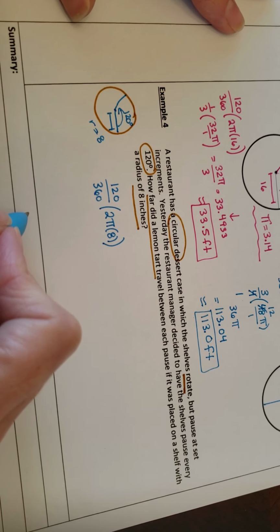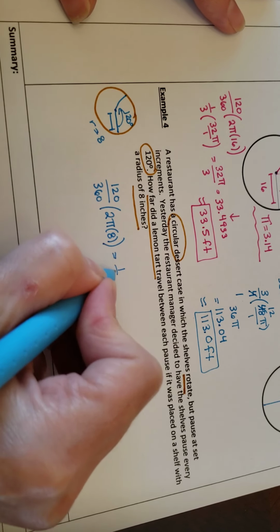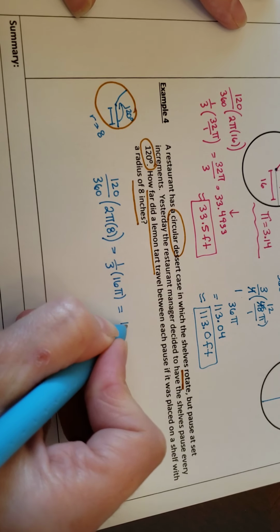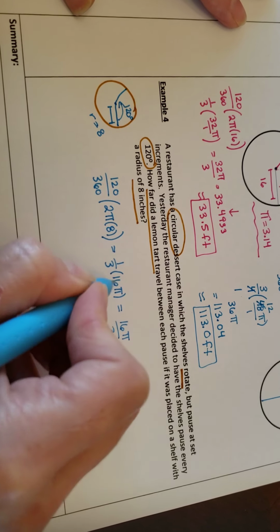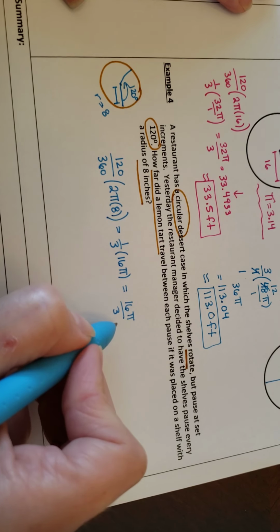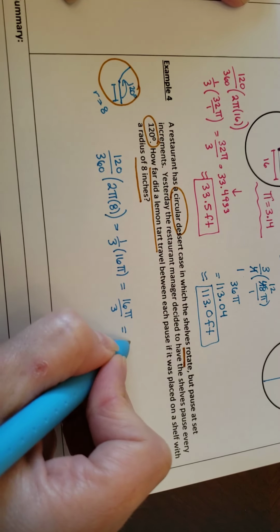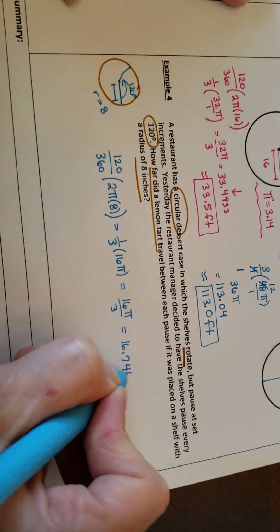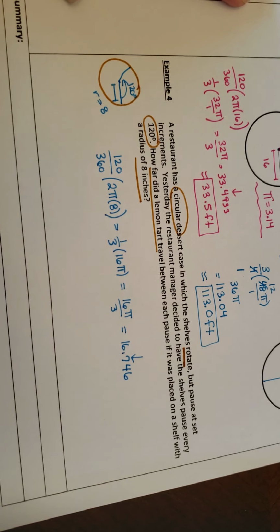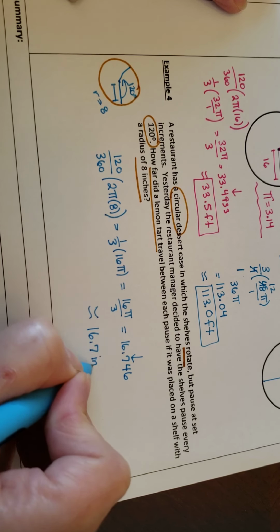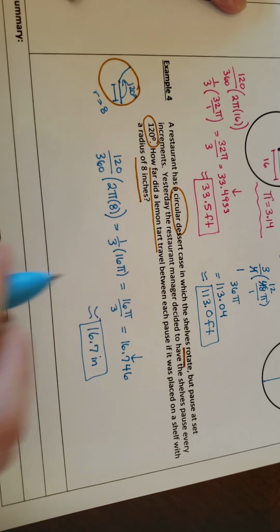Then you can work that out. You get 1/3 times 16 pi. Nothing cancels, so 16 pi over 3. Do 16 times 3.14, and then divide it by 3, and you should get 16.746. Again, if we round to the tenths place, it'd be about 16.7 inches. That's it.